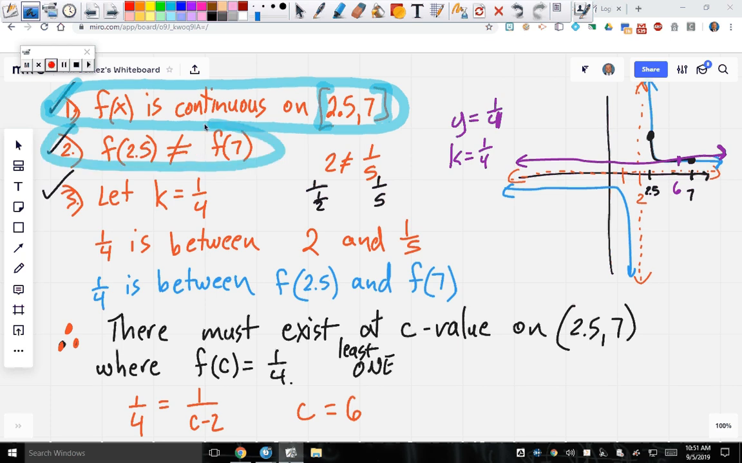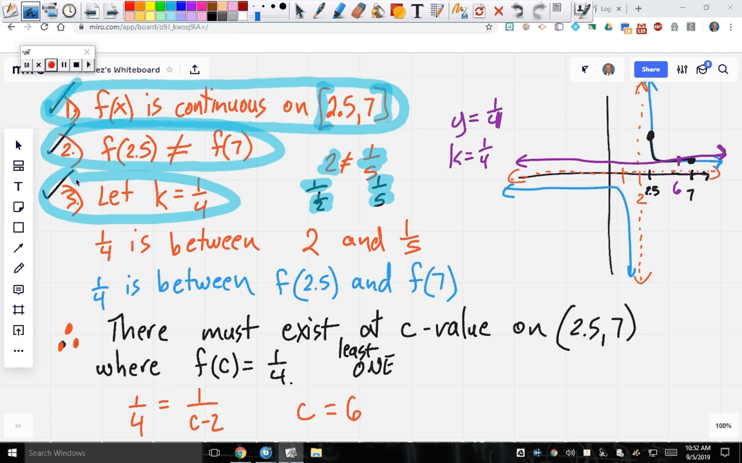Second rule. F of 2.5, which is 1 over 1/2, which is 1 divided by 1/2, is the same as keep, change, flip, 2. This is my scratch work, and 1/5. Yep, that's true. 2 is not equal to 1/5. So I can fit something in between. Okay? So the third one is let k equal 1/4.